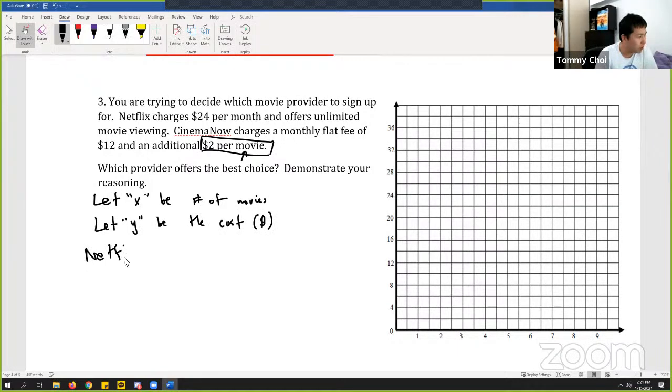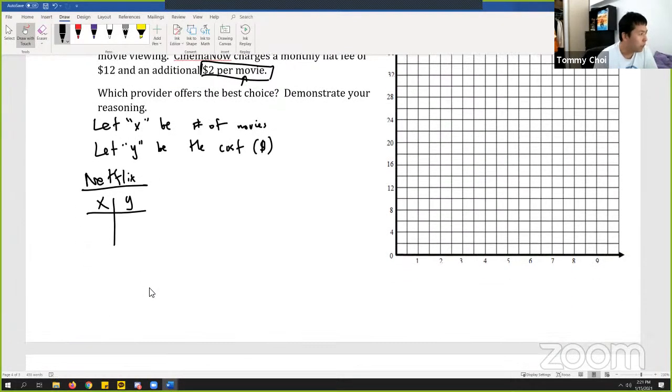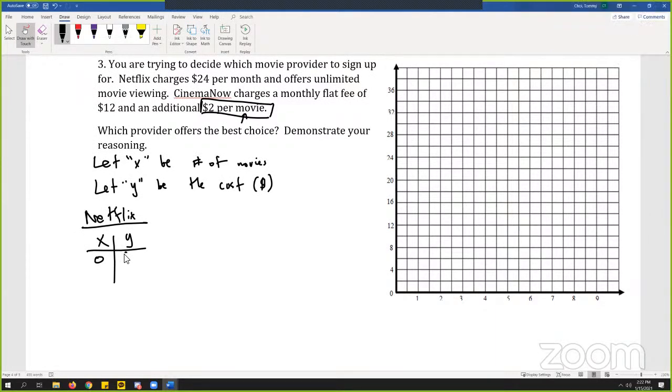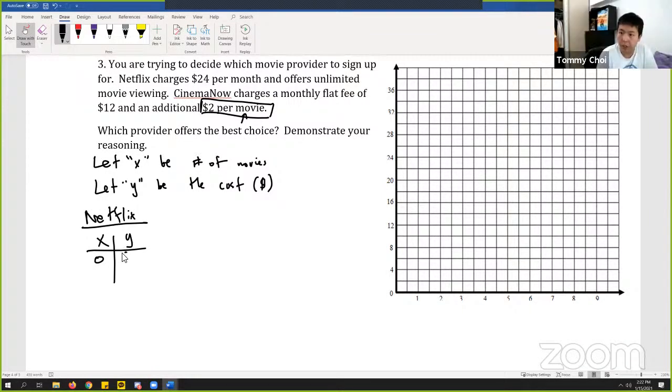So let's use Netflix first. For Netflix, at 0 movies watched, how much do we pay? Solving everything from yesterday. Yeah. So how much do we pay for Netflix if we watch no movies?